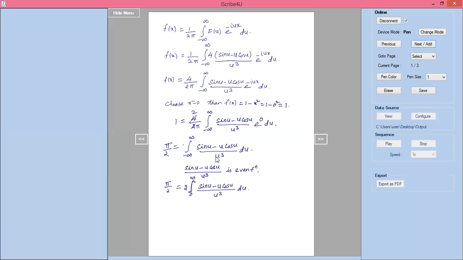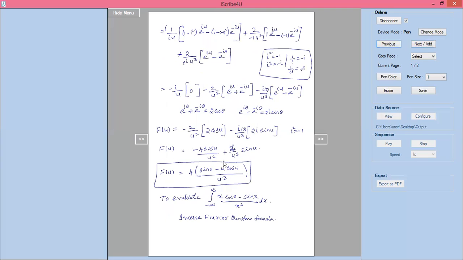But the result should be in the form of this one only. If I bring this side pi by 4, my result should not be in that same form. So what should it be? First x into something has to come. So the result you have to prove, x into cos x has to come first.